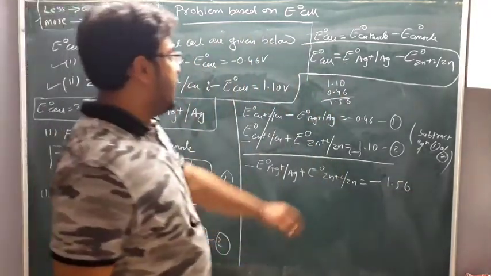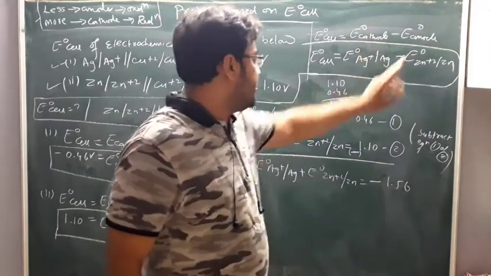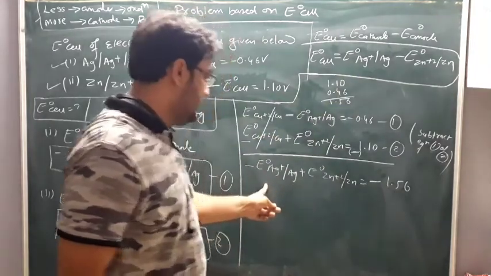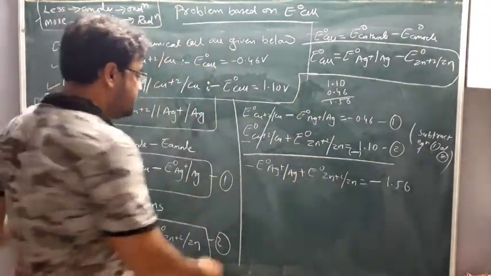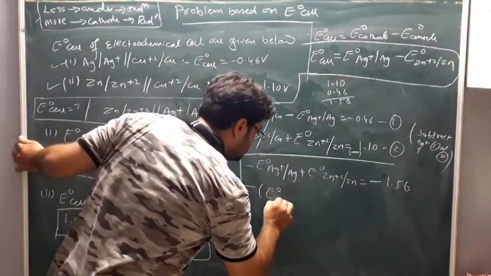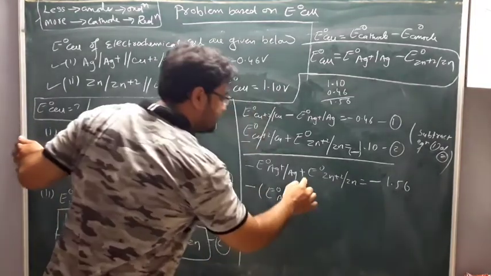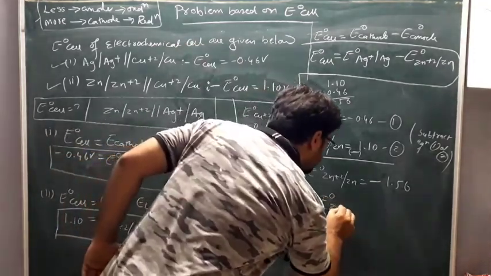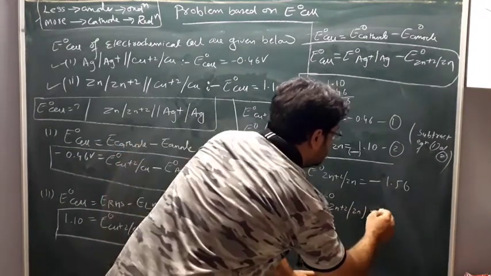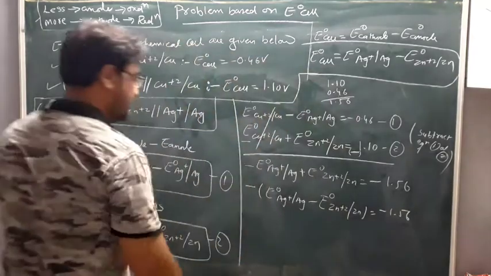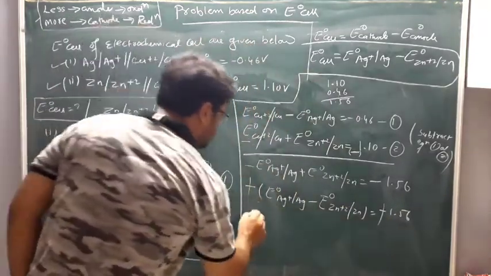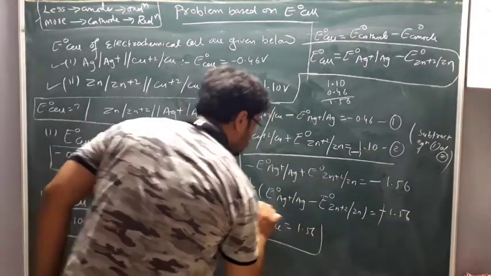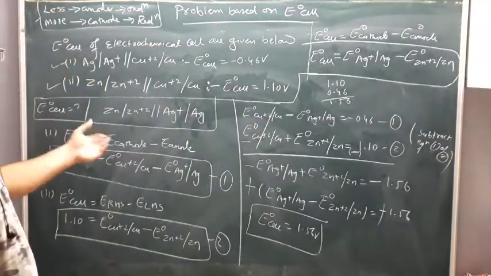But students, focus here. I need E0 Ag+/Ag minus Zn. Here I got minus silver, but silver should be plus. So I will take minus common from this equation. If I take minus common, E0 Ag+/Ag becomes plus, because minus minus is plus. So E0 Zn+2/Zn equals minus 1.56. Minus minus get cut. So this is the answer. Therefore E0 cell for the required cell is 1.56, because we know E0 cell for this reaction. Clear?